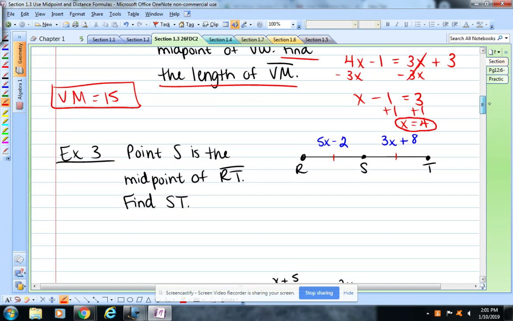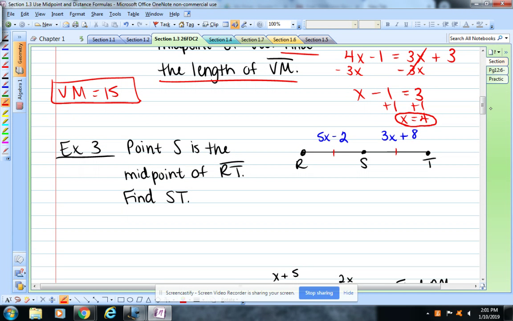All right, this next example is the same thing. They tell me that S is a midpoint, and the picture also shows that S is the midpoint because I have two congruent segments here. And it wants me to find the length of ST, which is another one of the short segments. So before I can find ST, I have to solve for X, right? And to solve for X, I need an equation. So how do I set up my equation, y'all? 5x minus 2 equals 3x plus 8.